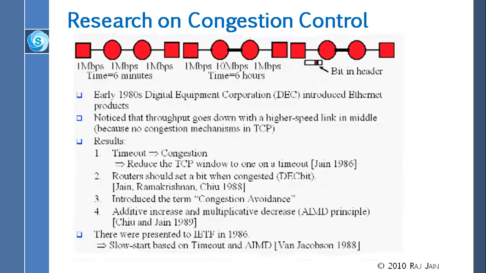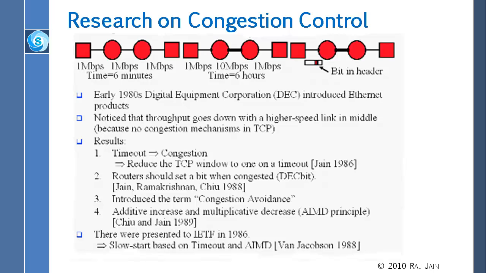Then the other thing we did was we also put a bit in the header. We said, why don't we put a bit in the header so we don't have to lose the packet. When the network queues get larger, the network would mark the bit, and when the bits come back, we know how much the network is congested. That way you don't have to wait for the loss of a packet before you can take action. You can reduce the traffic before that.